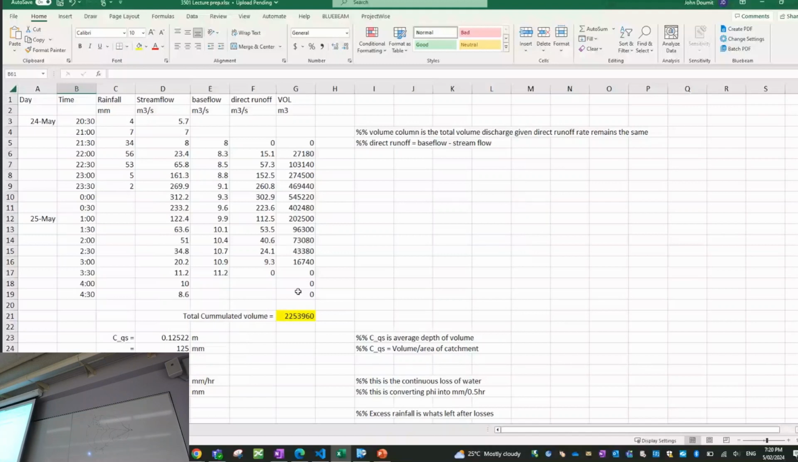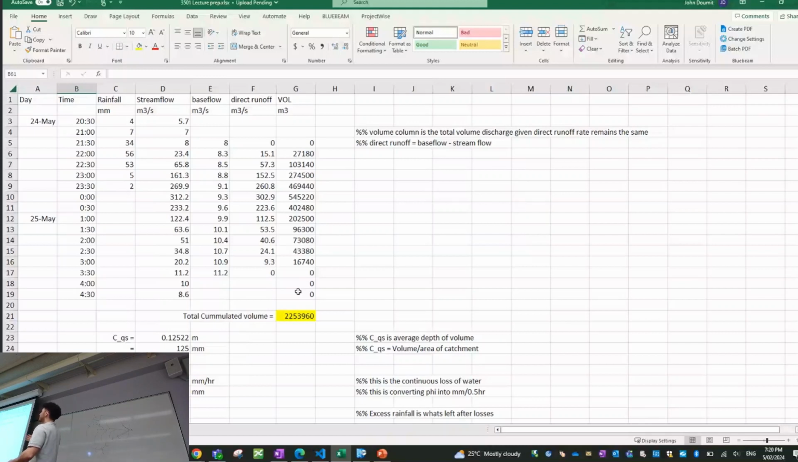So our base flow is just accounting for how much water is remaining by default in the river. Obviously, it's going to change because of infiltration from the soil, but don't worry about that. And then the direct runoff, it's stream flow minus base flow. So it's basically minusing off that little strip at the bottom that I was talking about before.